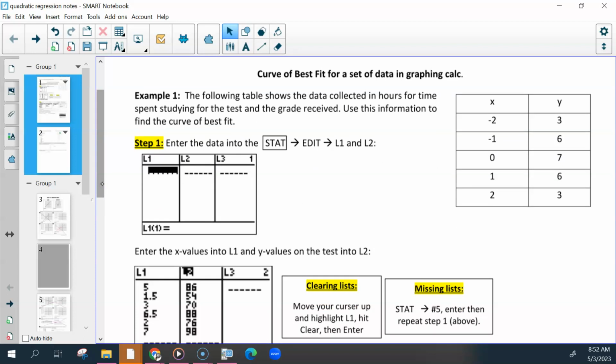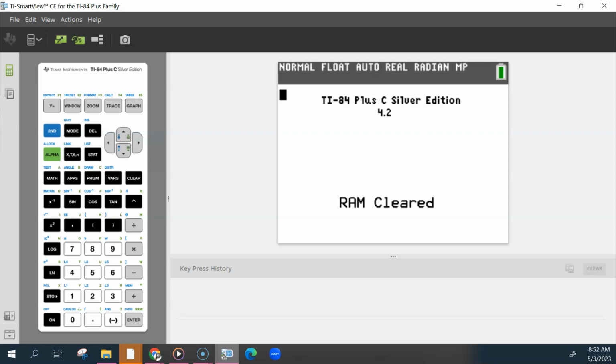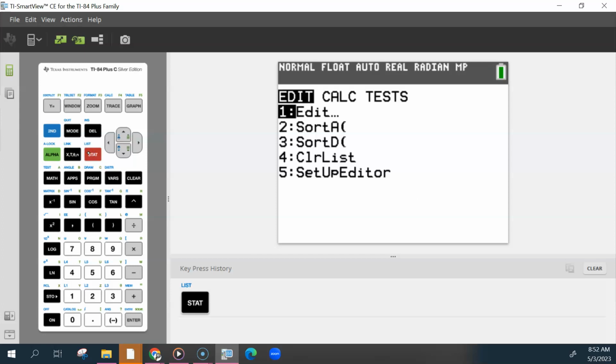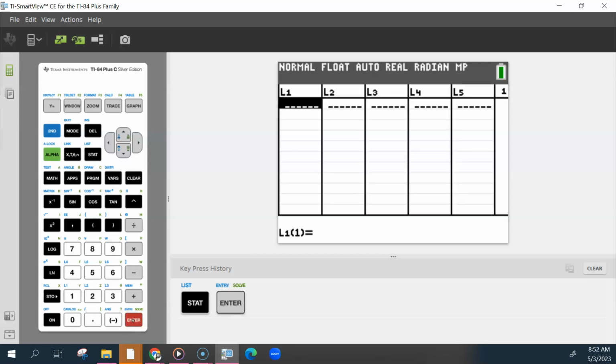So in the calculator, we're going to reset it first. Second plus 712. We're going to go into stat, next to the arrows. Go into edit, hit 1 or hit enter. In L1, you're going to put in all of your x values, and in L2, you're going to put in all your y values. And you can do that by typing them in and hitting the down arrow or hitting enter.